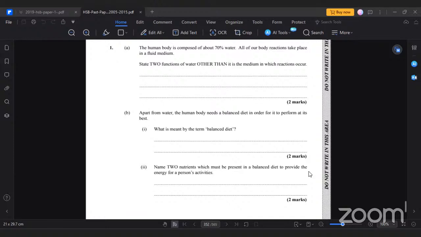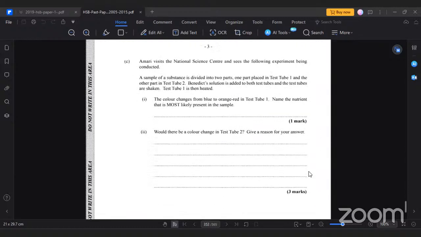Secondary nutrients that provide energy. So if you don't have enough carbohydrates, your body resorts to protein. If you don't have enough protein, then your body will resort to getting energy from the fats in your body. So the first 2 that you want to put down is carbohydrates and protein. Now we move on.